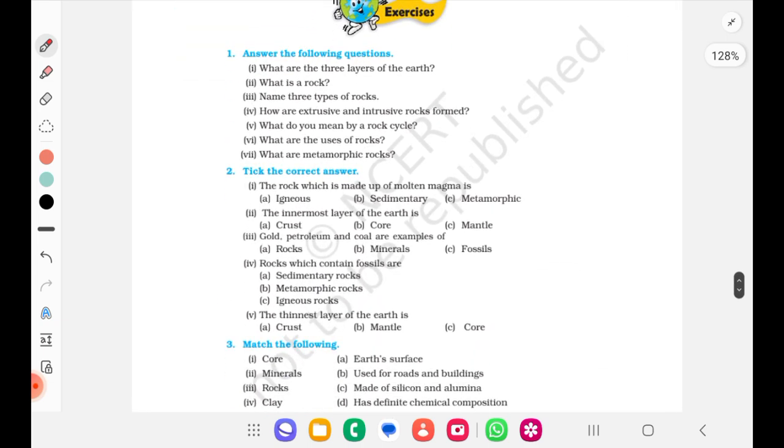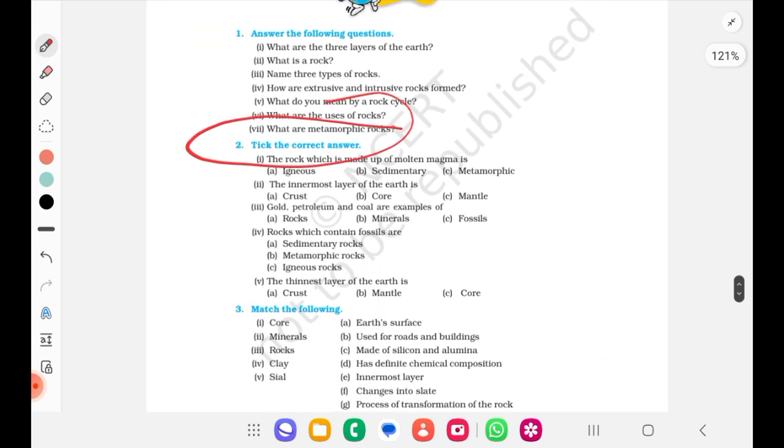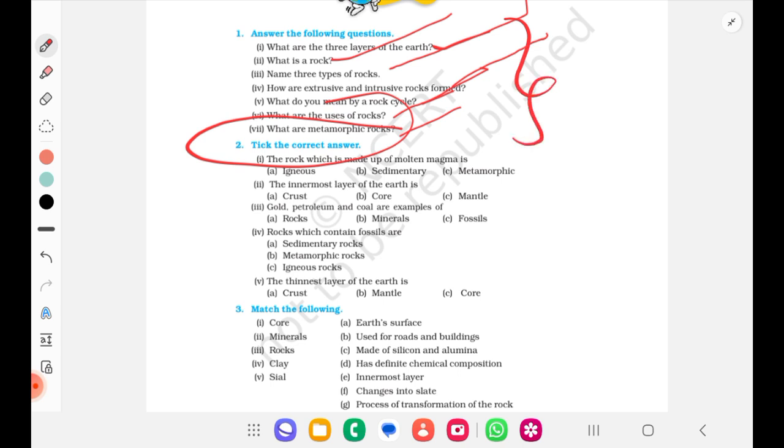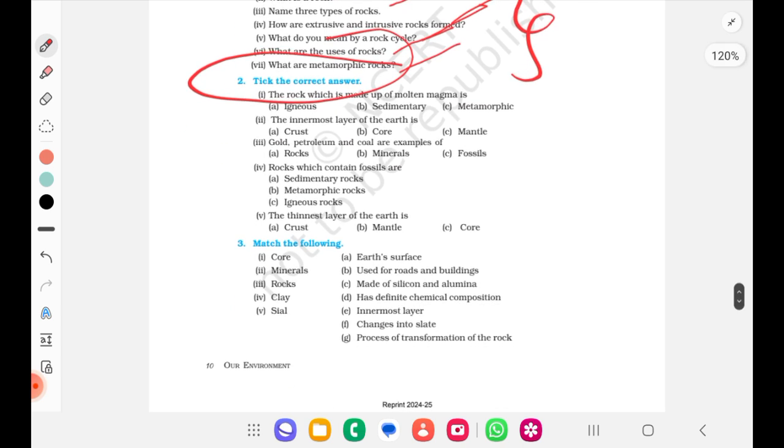We'll solve MCQs, from the first question. What are the three layers of the earth? Already explained. What is a rock? Name three types of rocks: extrusive, intrusive. What do you mean by rock cycle? What are the uses of rocks? What are metamorphic rocks? All these things I explained in the summary. We'll go for the second thing.